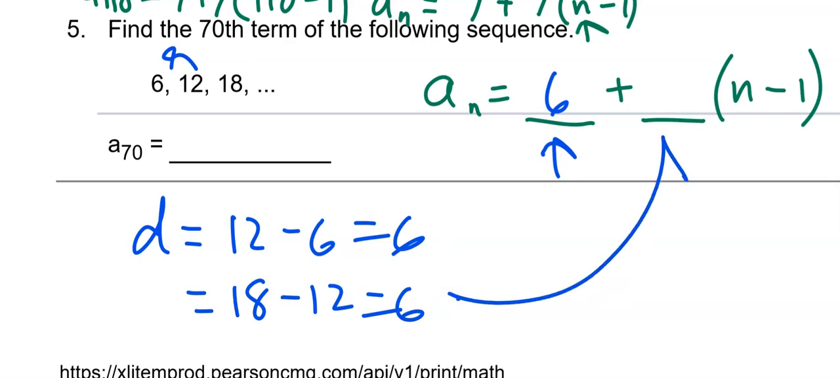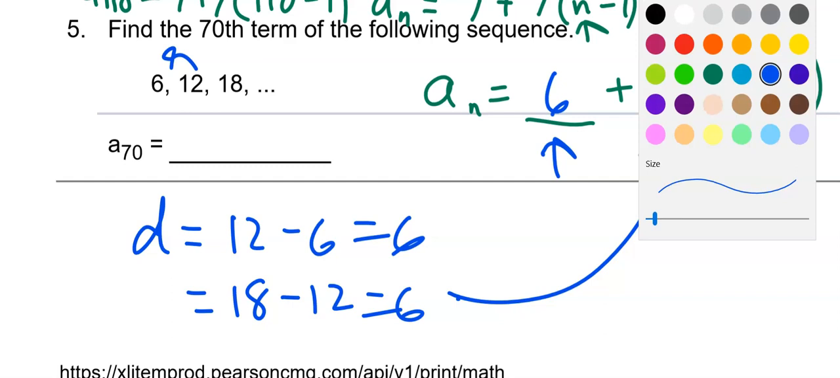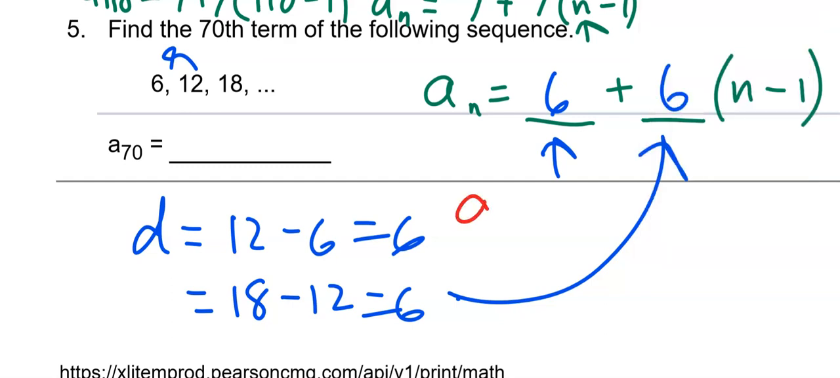So that common difference... Now, don't think that every one of these questions is going to have the same first term and the same common difference. That just doesn't happen. It did in these particular 2 situations. That's kind of unfortunate, actually, because it's a little bit misleading. So we want the 70th term.